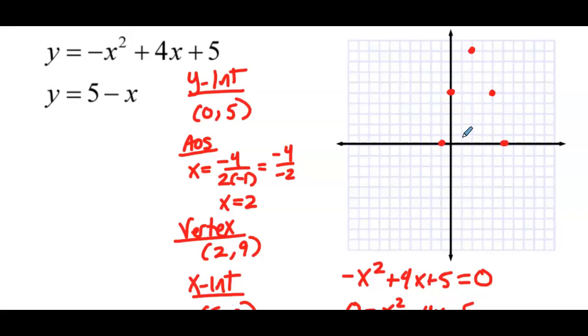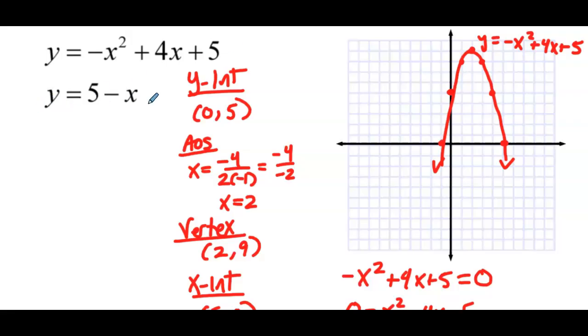And let's just plug in x equals 1. So x equals 1, we'd have 1 squared, which is 1, times negative 1 is negative 1. 4 times 1 is 4, so negative 1 plus 4 is 3, plus 5 is 8. That's 1 to the left of the axis of symmetry, so 1 to the right would be 3 comma 8. Well, let's try to redo that. So there we have our parabolic curve. So we'll label that y equals negative x squared plus 4x plus 5.